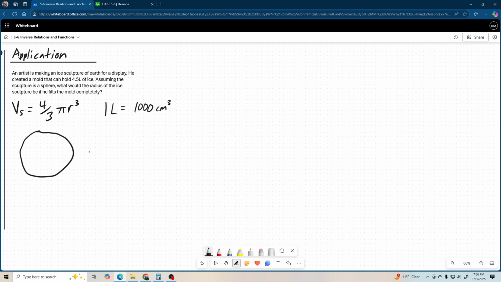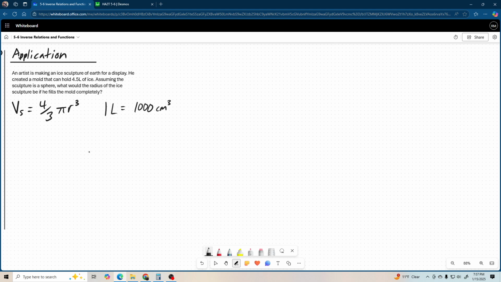So I just went ahead and took the liberty of showing you what this is ahead of time. This drawing isn't really helping us, so I'm just going to erase it real quick. But you kind of get the idea, right? We're filling a sphere. So what would be the radius of the sculpture to fill the mold completely? Well, we have to figure out what the radius is. In order to find the radius, we're going to have to solve this equation for r. So let's go and do that.